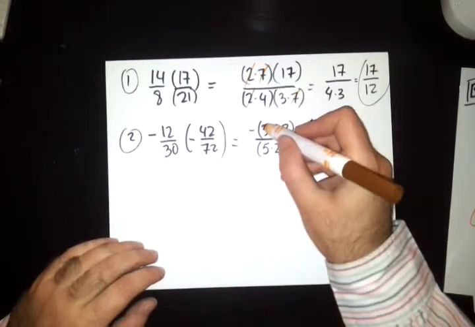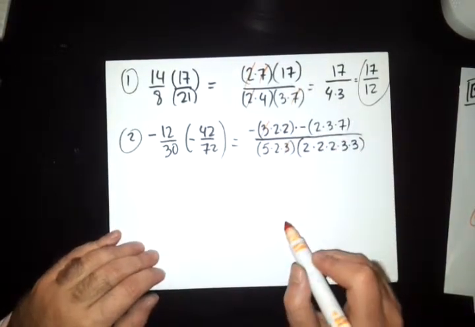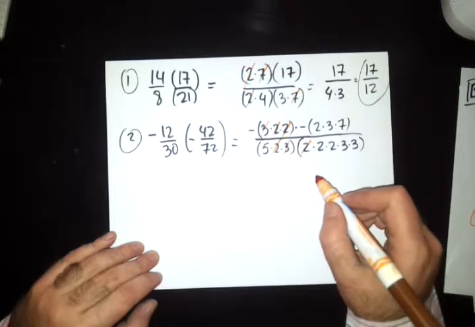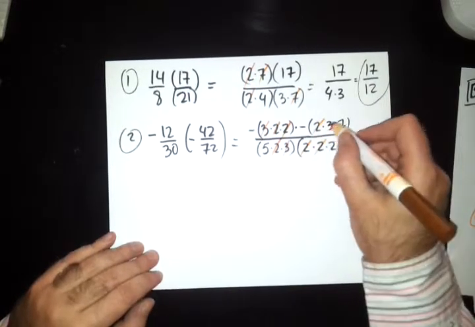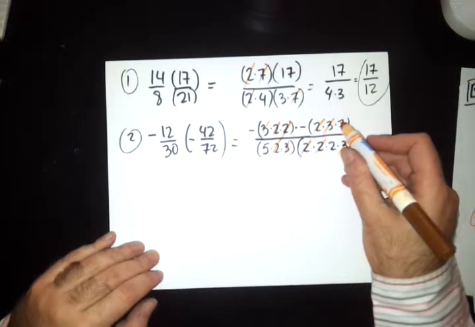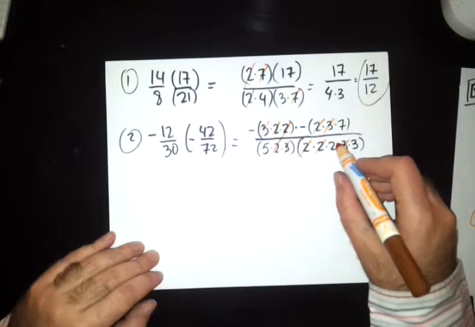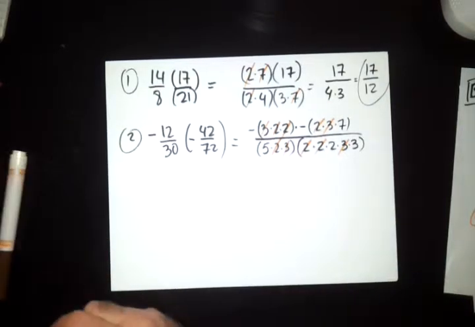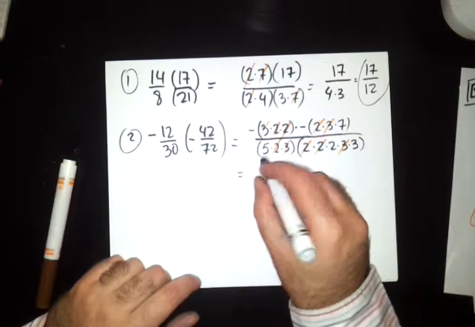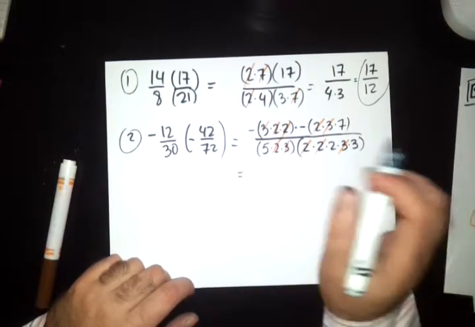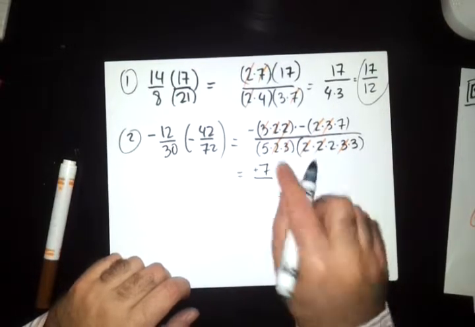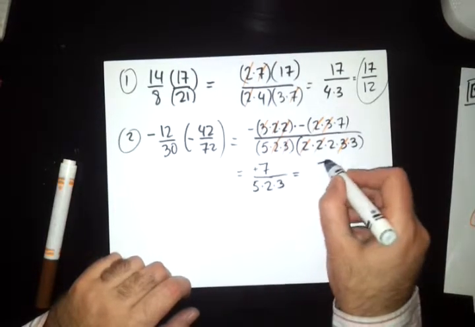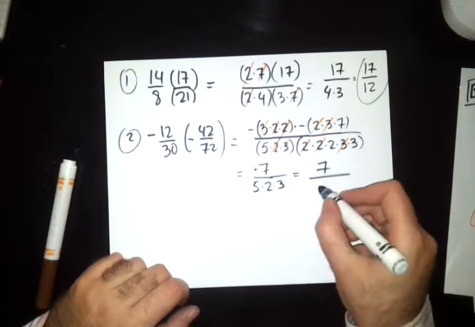Let's see. I have a 3 here and 3 here. Those 3s are gone. 2 here, 2 here, 2 here, 2 here, 2 here, 2 here, 3 here, 3 here, 7, nope, 5, nope. I have no other 2s there that haven't been crossed out. I have no other 3s that haven't been crossed out. Okay, so what I'm left with is a negative times a negative. That's a positive. I don't have to write it anymore. So a positive 7. On the bottom I have a 5 times a 2 times a 3. 5 times 2 is 10, times 3 is 30.